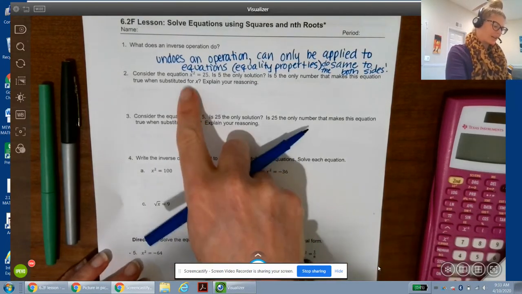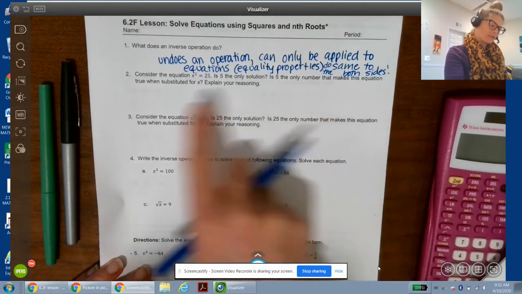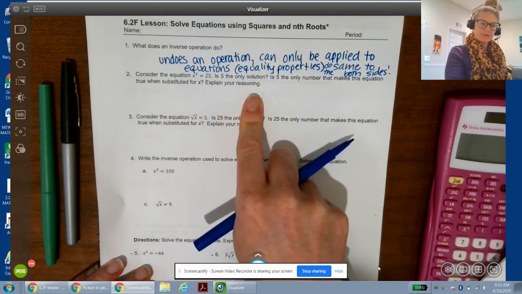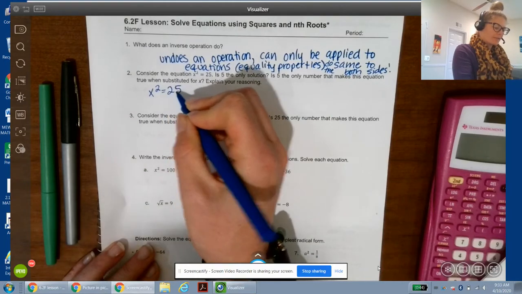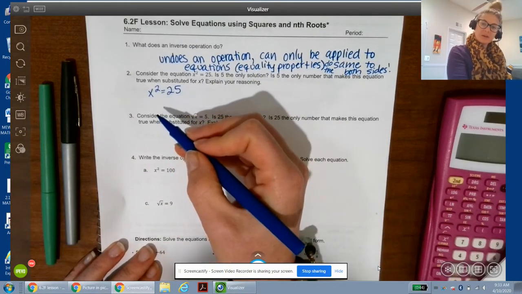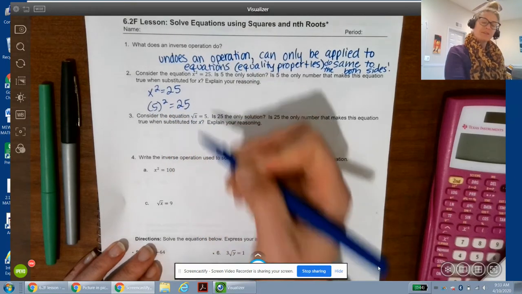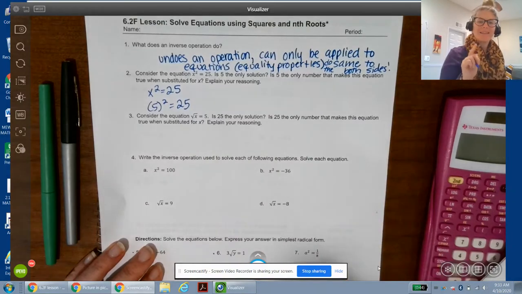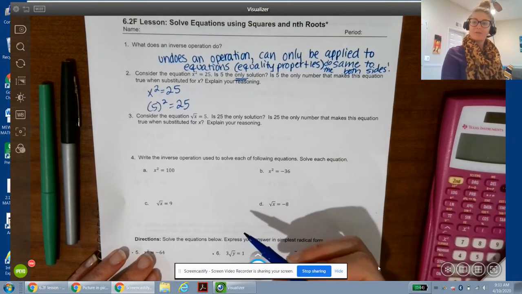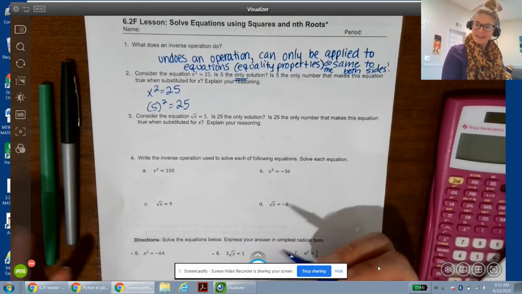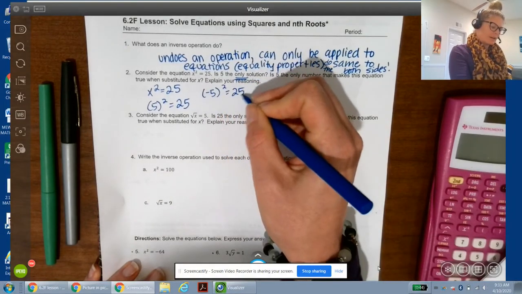So let's see, consider the equation x squared equals 25. Is 5 the only solution? Is 5 the only number that makes this equation true when substituted for x? Explain your reasoning. Well, let's think about this. x squared is equal to 25. Does 5 make this equation true? Is 5 a solution? Well, 5 squared is 25, so yes, 5 is a solution. But is it the only solution? Can you think of another number that when multiplied by itself you get positive 25? Yeah, negative 5. Negative 5 squared is also 25.